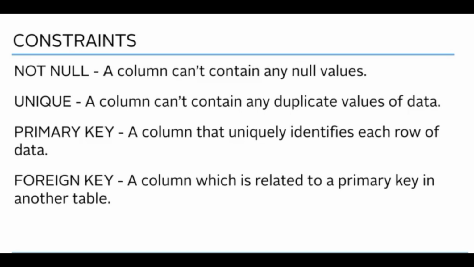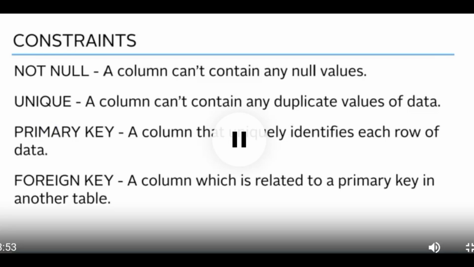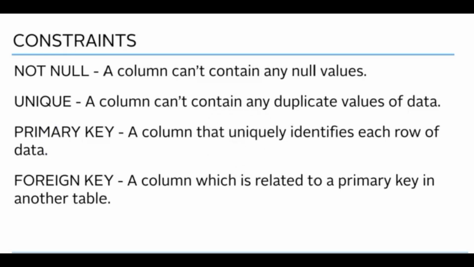And then the next one is the unique constraint, and if we apply the unique constraint to a column, that means we can't place any duplicate values of data into that column. So if we tried to enter a value into a column which already contained that value, we would actually get an error and we wouldn't be able to enter that data. So every row of data in that column must be unique if it has the unique constraint applied to that column.